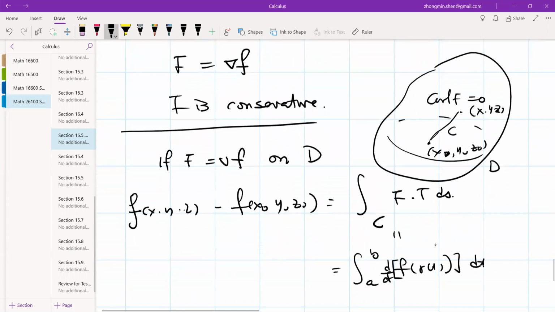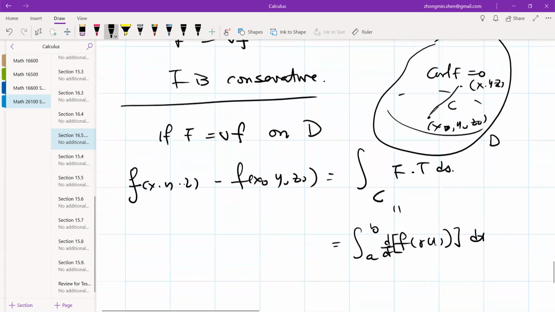Okay, so because it's a gradient, if F is the gradient of f, theta, then for any parameterization of the curve, you have this. So that's what you can have. That's why, by the fundamental theorem of calculus, the function little f is given by this formula.